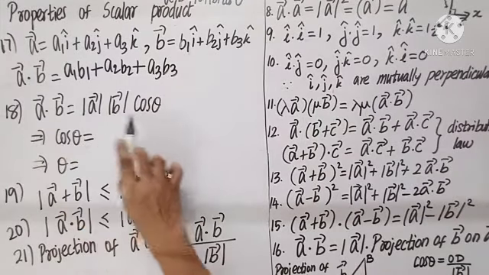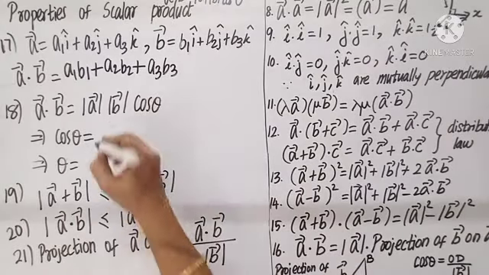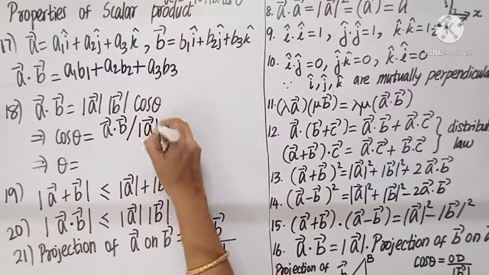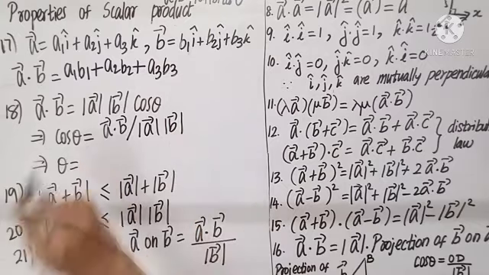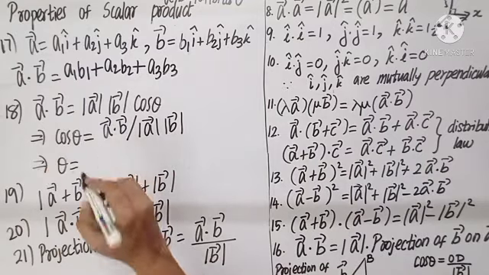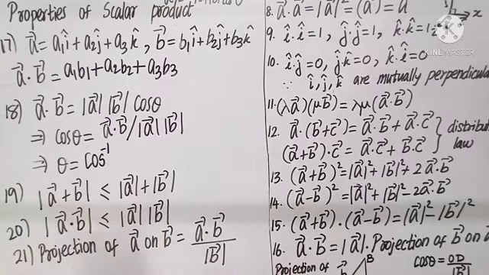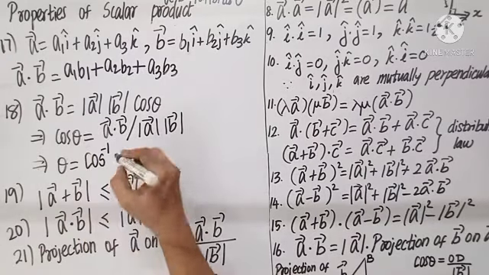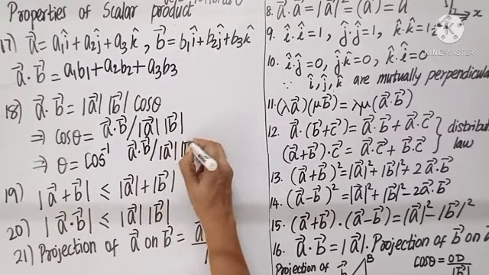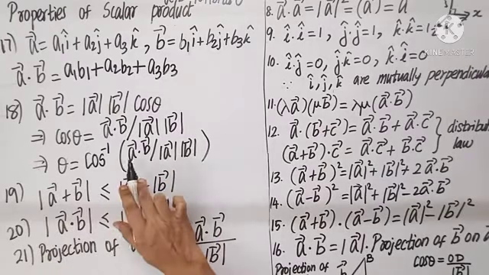Now from this formula, I can also write what is cos theta. So what is cos theta from here? It is A dot B divided by mod A mod B. If I want only theta, bring cos to the other side. How does cos come to the other side? Remember, it comes as inverse. So theta is cos inverse of A dot B divided by mod A mod B. And this is the formula for the angle between two vectors, say A and B.